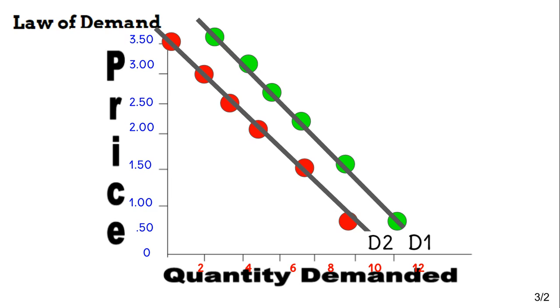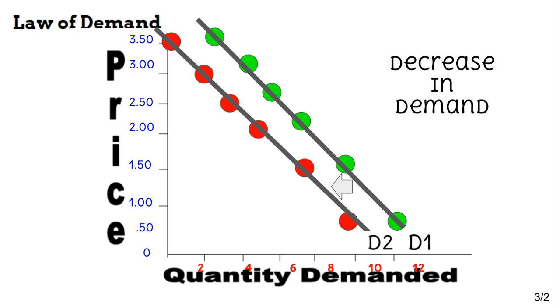I label it D2, and that's a shift to the left because if you'll notice, for example, at 50 cents on D1, I had 12, but at 50 cents on D2, I have 10. And remember, D1 just means demand 1. D2 is demand curve 2. All right, so that's a shift to the left, which is a decrease in demand.